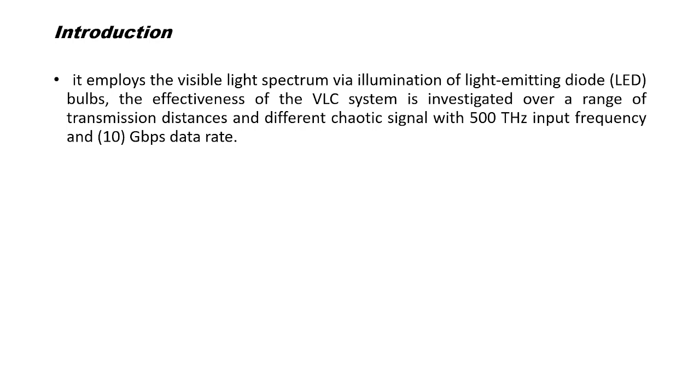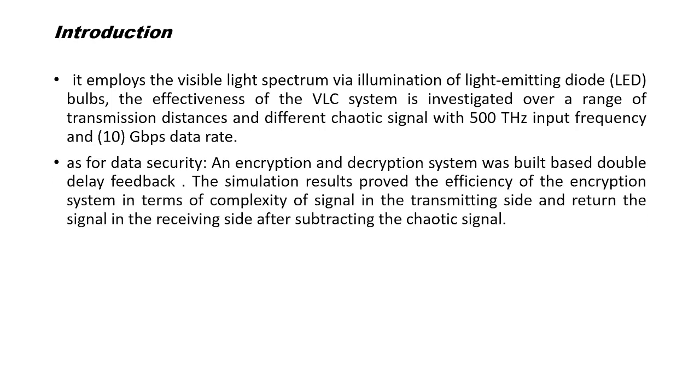The effectiveness of visible light communication is investigated over a range of transmission distances and different chaotic signals, with an input frequency of 500 terahertz and a 10 gigabit per second data rate. For data security, an encryption and decryption system was built using double delay feedback. The simulation results show the efficiency of the encryption system in terms of the complexity of the signal on the transmission side, and the recovery of the signal on the receiving side after subtracting the chaotic signal.